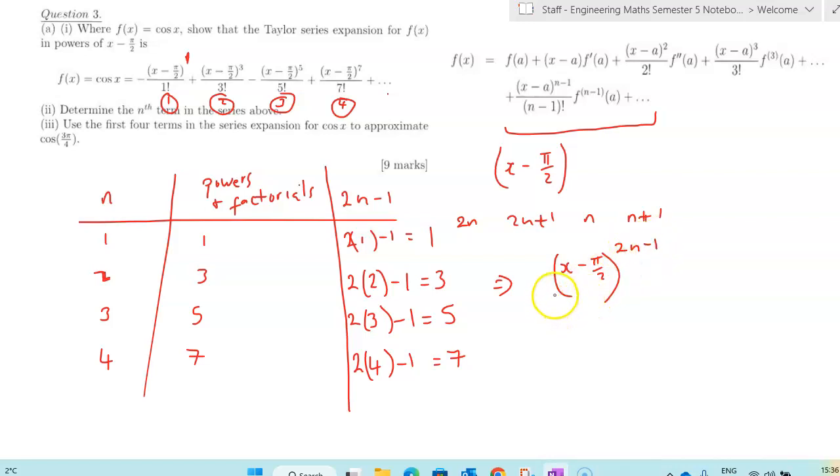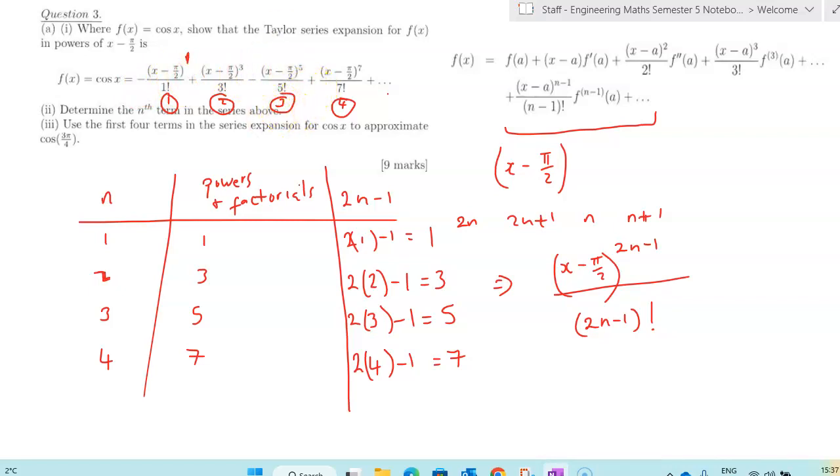That will mean our powers are going to go up in odd powers, divided by 2n minus 1 factorial. That's nearly the whole general term sorted out. And you can put in for n is 1, n is 2, n is 3, and you will get these terms. But we haven't included the fact that it flips from minus to plus to minus to plus.